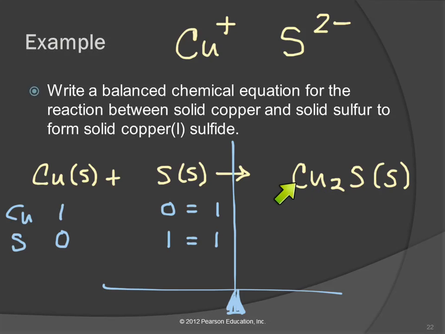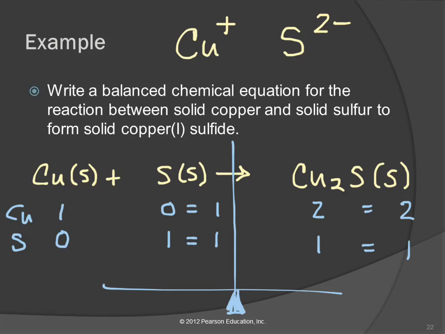Now over here, in this formula, how many copper atoms? 2. And how many sulfur atoms? 1. So our total over here is 2 copper atoms and 1 sulfur atom. 1 on that side, 2 on that side. It's not balanced. So we need to do something. We're going to add. We're not going to take things away.